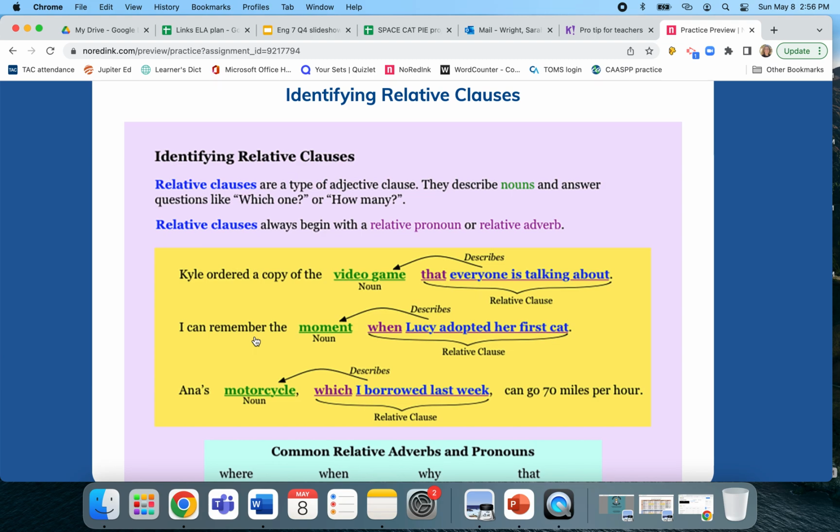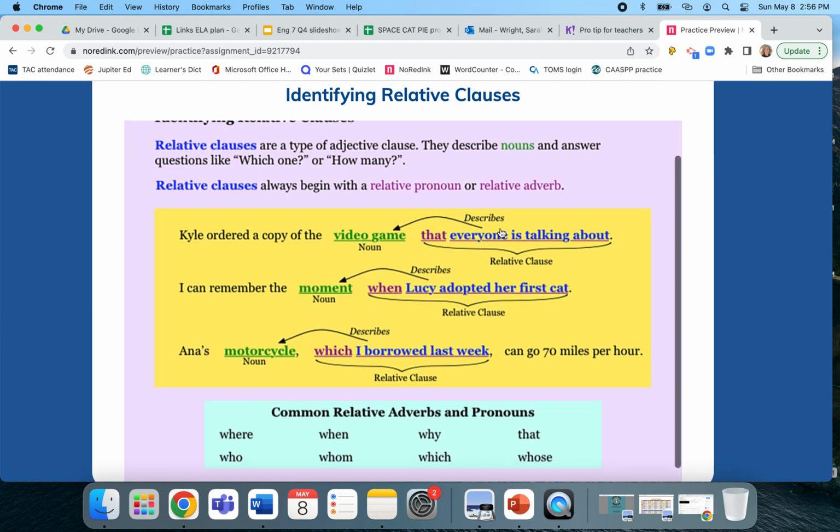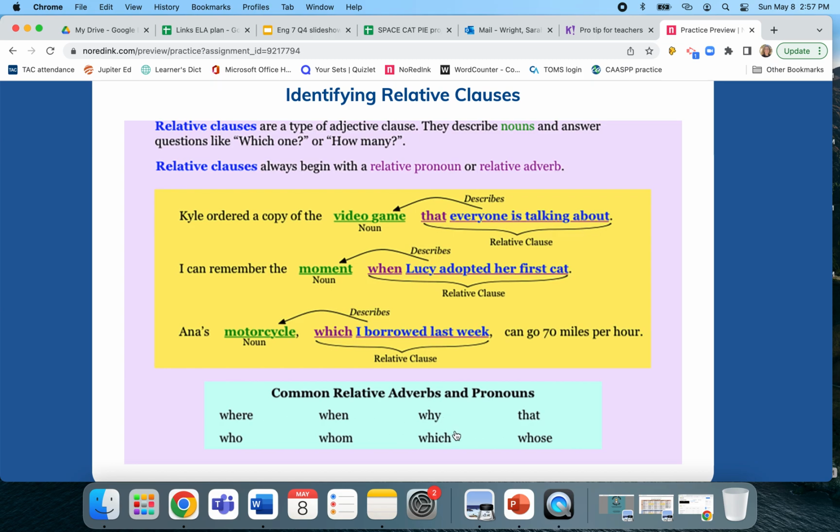I can remember the moment when Lucy adopted her first cat. I mean, you couldn't really accomplish that in an adjective, right? It's a little bit more complicated. Some things in life require more description than just one adjective can give you. And that's where relative clauses come into play. And like it says here, you're looking for a relative pronoun or a relative adverb. Those words might be the same. It just depends on context.